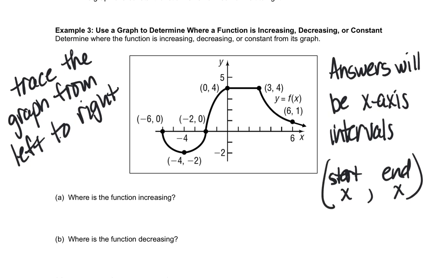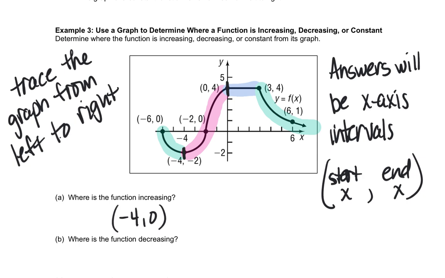So starting at the leftmost part of the graph, the very first from here to this point here, that is decreasing because we're going down. And then from this point up, we're increasing. And from this point forward, it's constant. And then we start decreasing again. So if you're thinking of tracing it, where is it increasing? It's increasing from this point to this point. So that is from -4 to 0 is where it is increasing.